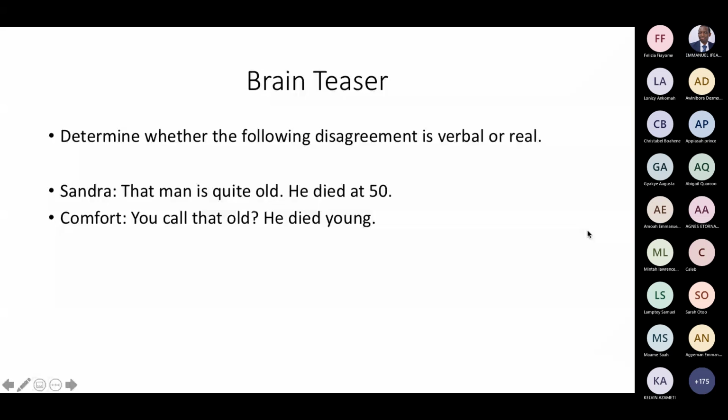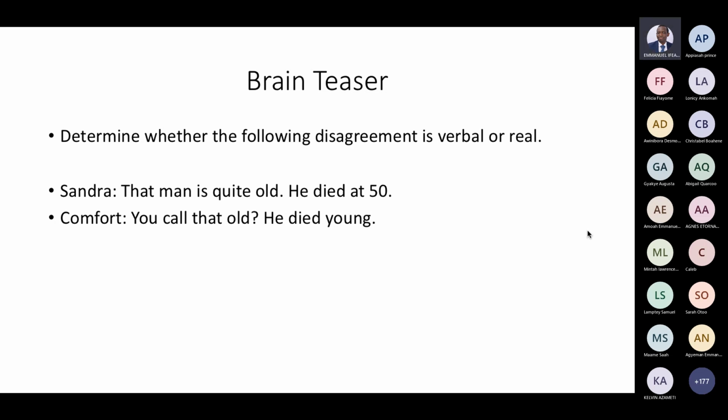Okay, so is there anyone who can explain why he or she thinks it's verbal? Hello, sir. Yes, go ahead. I think there is a disagreement about the word old. Yeah, about the word old. Okay, so the meaning of old is not settled, or let's say what is entailed by old is not settled.